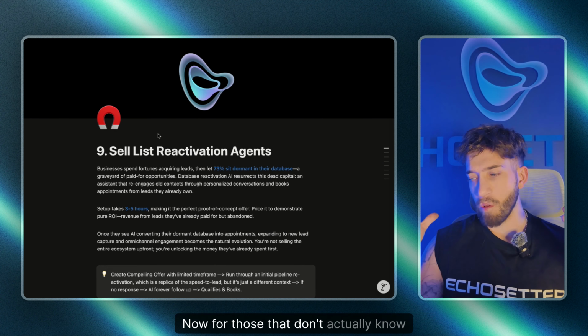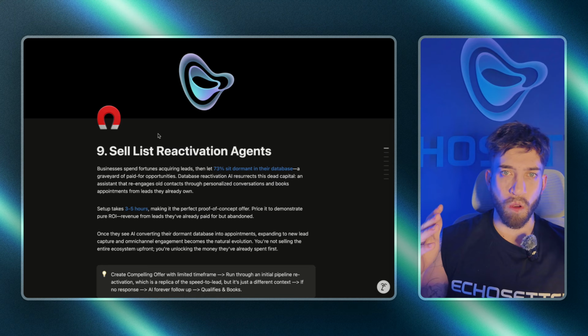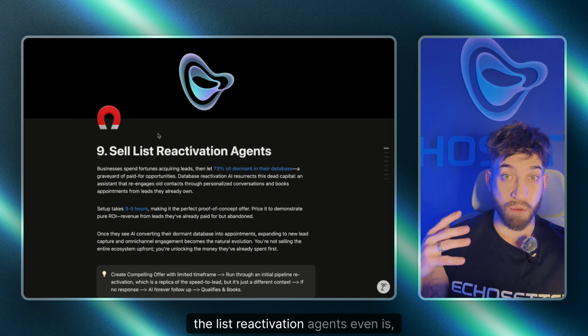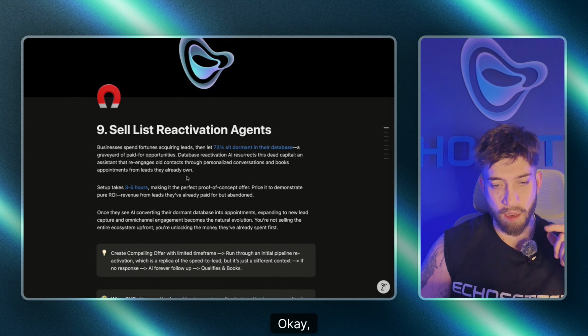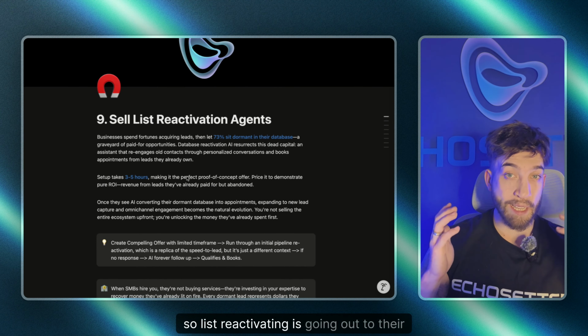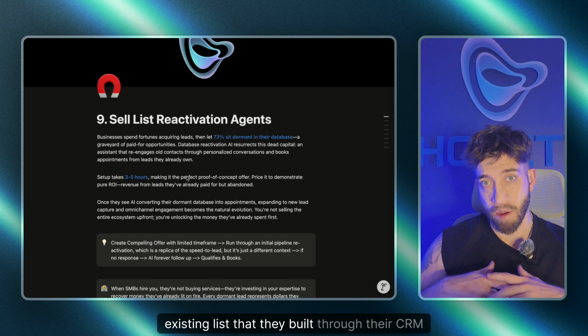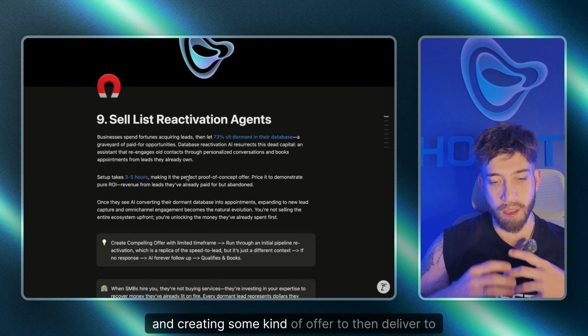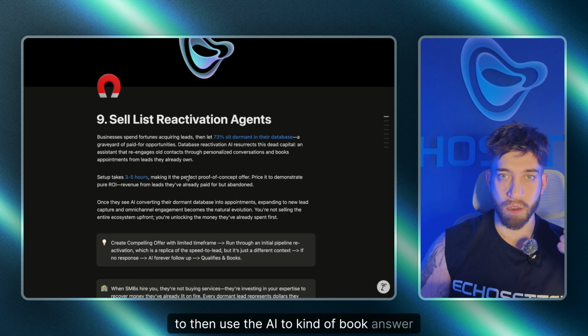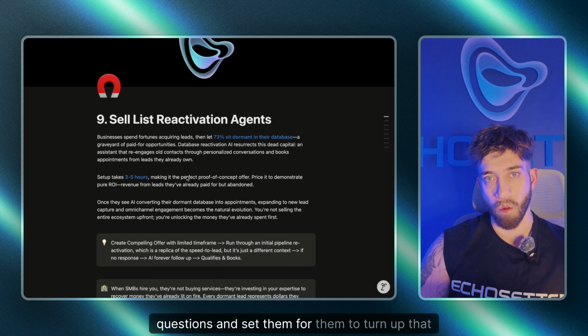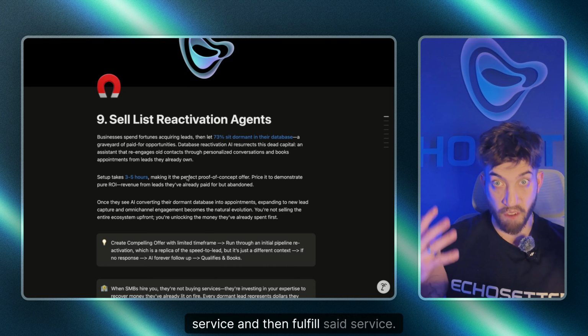Now, for those that don't know what list reactivation agents even are, we can break that down very quickly. List reactivation is going out to their existing list that they built through their CRM, creating some kind of offer to deliver to them, then using the AI to book, answer questions, and set them up to turn up to that service and then fulfill said service.